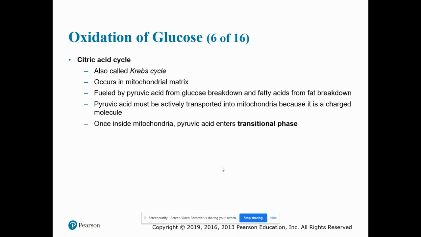This is the citric acid cycle, also called the Krebs cycle. It occurs in the mitochondrial matrix, and it's fueled by the pyruvic acid from the glucose breakdown, and also, which we'll talk about a little bit later, fatty acids from fat breakdown. Pyruvic acid must be actively transported into the mitochondria because it's a charged molecule, and once inside the mitochondria, the pyruvic acid is going to enter the transitional phase.